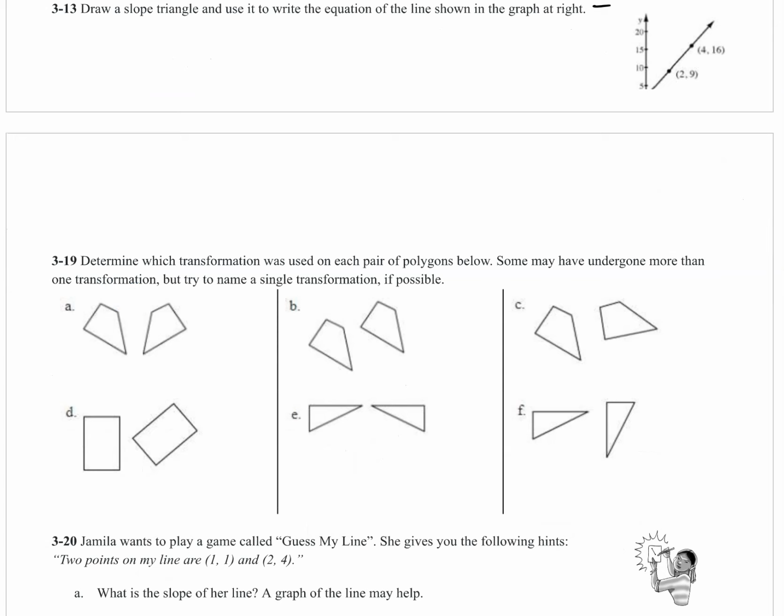Alright, this one says to draw a slope triangle and use it to write the equation of the line. So maybe I'll help you find the slope and you can write the equation. Okay, so let's figure out the distances here.